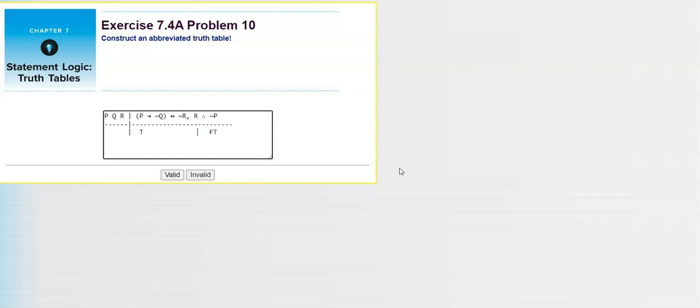Now, what about the other premises? Well, we want to make R true. That's easy. And we want to make this complicated first premise, if P, then not Q, in parentheses, if and only if not R, come out true. That's a biconditional, and we'll mark it true under the biconditional arrow, or the double arrow.